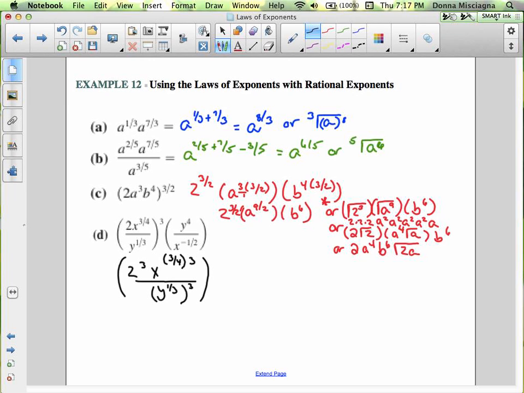And then times y to the 4th. Let's go ahead and simplify that x. I've got x to the negative 1/2 power. If you've got a negative exponent, you're on the wrong side of the fraction bar. You should be in the numerator. So we have nothing in the denominator. Well, if you'd like, you can put a 1 there. All right, so now let's take care of those exponents. Let's just take care of the 2 cubed. 2 cubed is 8.